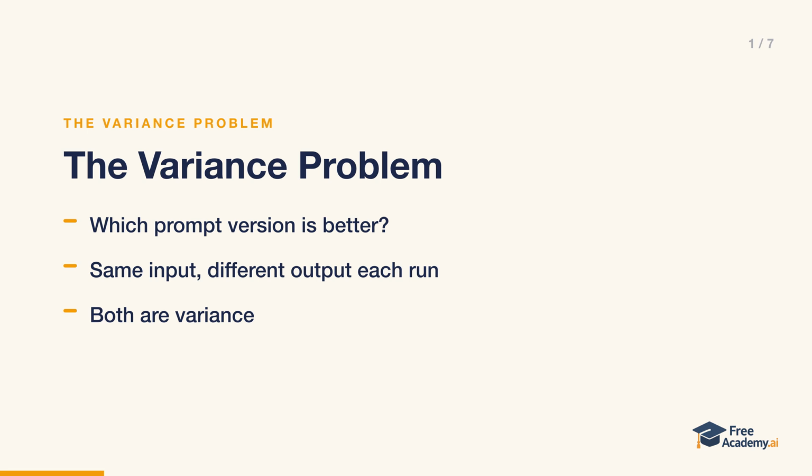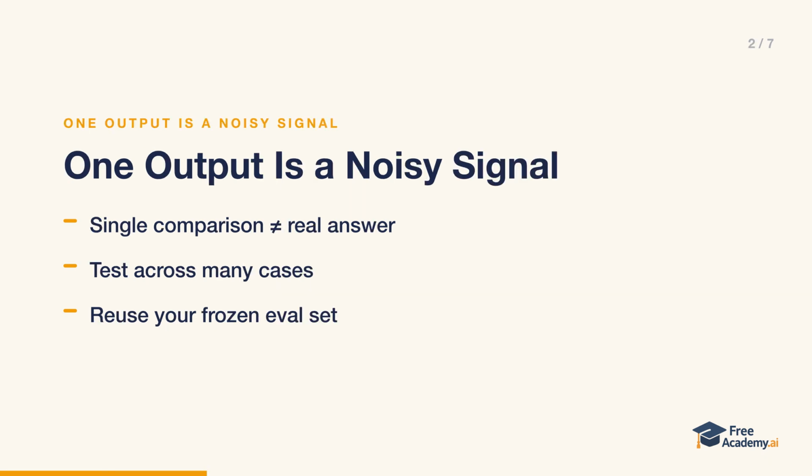It's called variance, the natural run-to-run variation in what a model outputs. In this lesson, we'll fix both sides of it. First, how to A-B compare two prompts properly so the winner you pick is real and not just a lucky roll. Second, how to reduce variance itself, so a single prompt behaves consistently once it's out in the wild, handling real inputs.